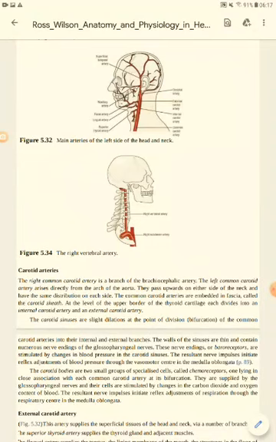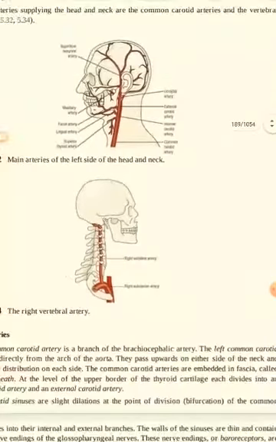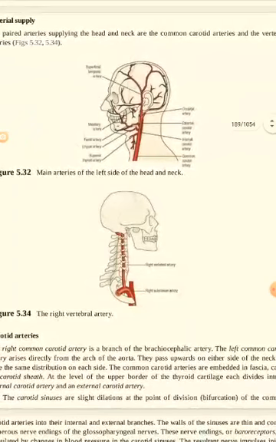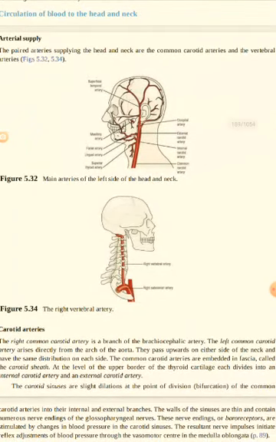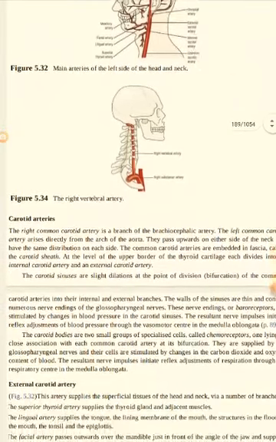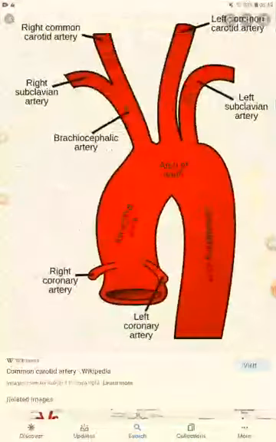So I will revise. There are two common carotid arteries, one on the right side, other on the left side. The right common carotid artery is a branch of brachiocephalic artery, while left common carotid artery is a direct branch of the arch of aorta. While at the level of the upper border of thyroid cartilage, both of them divide into two branches, that is external branch and an internal branch. I'll show you.